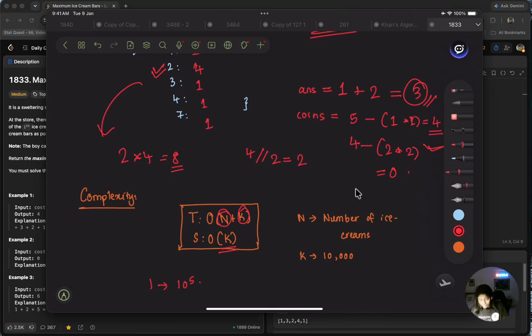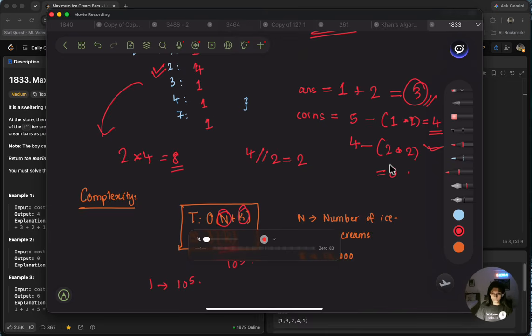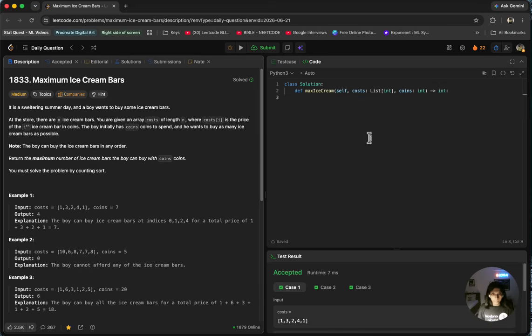And then for space, because we are storing that frequency list, which is a size of actually 1 lakh, that's K. So 1 lakh is not actually a big amount. So constants are dropped, but since it's given in the problem, we'll just let it be. Okay, let me code up this solution and maybe you guys will get a better idea.